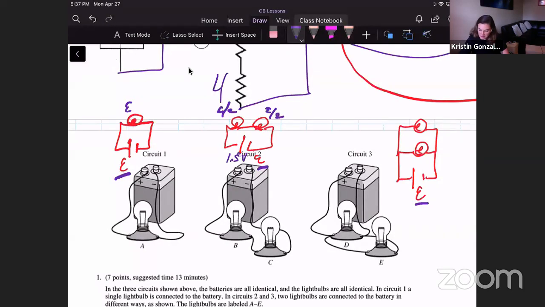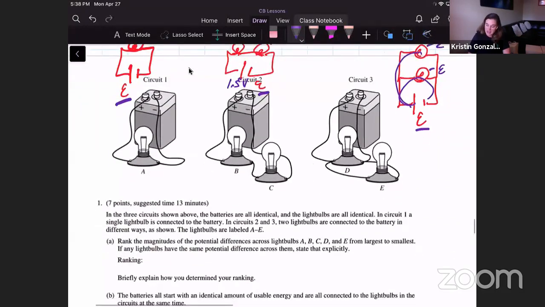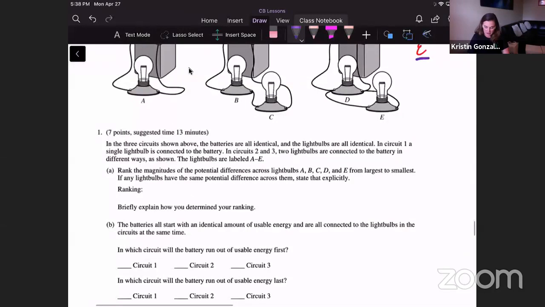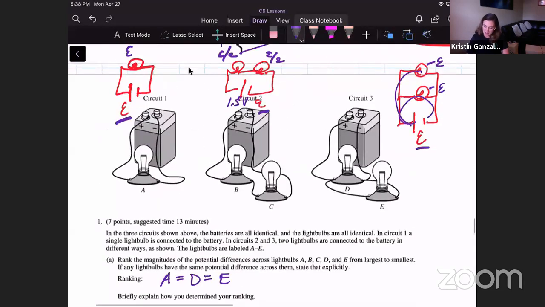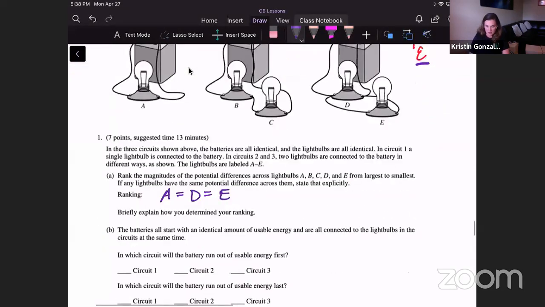Okay, and if we look at circuit 3, I got 2 loops. It's almost like we have 2 different one light bulb circuits. The potential difference in each one of these, though, is going to be the same as the battery because they're in parallel with the battery. So if we were to rank these then, what would be first? Well, all A, D, and E have the same potential difference. And then after that would be B and C, but those are equal since they are the same resistance.